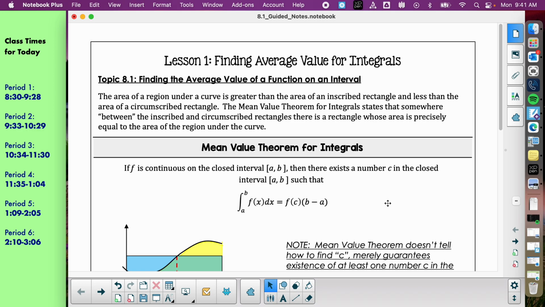Section 1, mean value theorem for integrals. We had a mean value theorem for derivatives that feels like forever ago, but it was only a handful of months ago. That one was finding the average slope between the endpoints, and then finding the location in the middle, the C value, that had that exact slope. This one's slightly different, just because we're not doing derivatives.